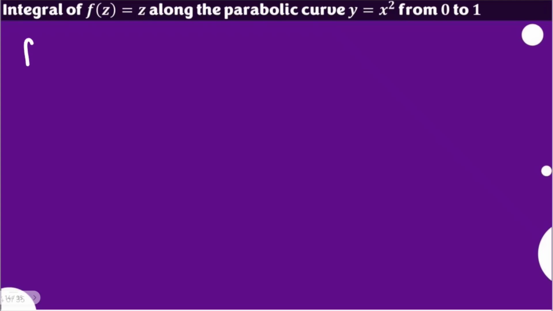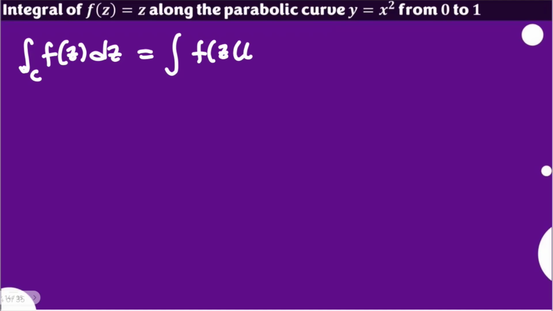We know that the integral of f of z dz along the said path, in this case the parabolic curve, is equivalent to the integral of f of z of t times the first derivative of z, dt, from a to b. Of course, our path here is a parabolic curve, so we're going to use the form of parameterization intended for the curve. We will also be needing that process to identify the a and b values.